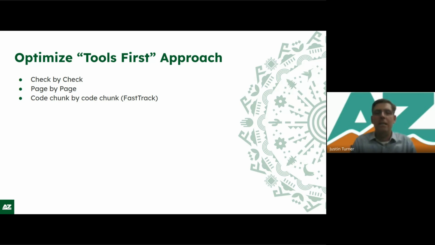This is where, instead of looking at one check across every page of your site, or all checks across one page at a time, you're looking at a piece of code, fixing all the accessibility issues around that code snippet that are found across all of your site.